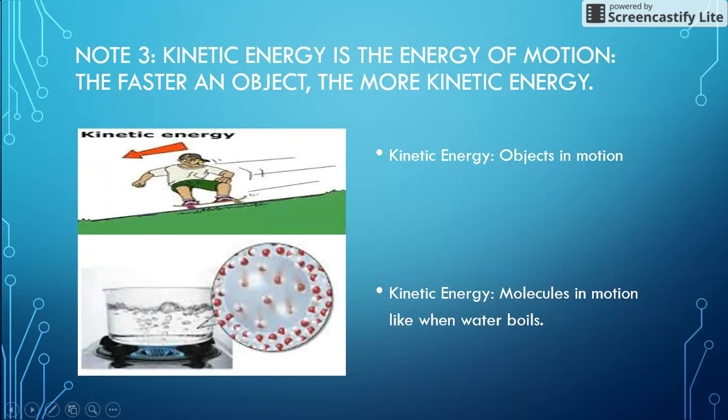Note number 3. Kinetic energy is the energy of motion. And the faster an object, the more kinetic energy. So I know that kinetic energy can be described as any object that is moving. So I know that if my skateboarder is moving, he has kinetic energy. But kinetic energy is also molecules in motion, like when water boils. My water molecules start to move around, and I know that there's kinetic energy there because it's moving.